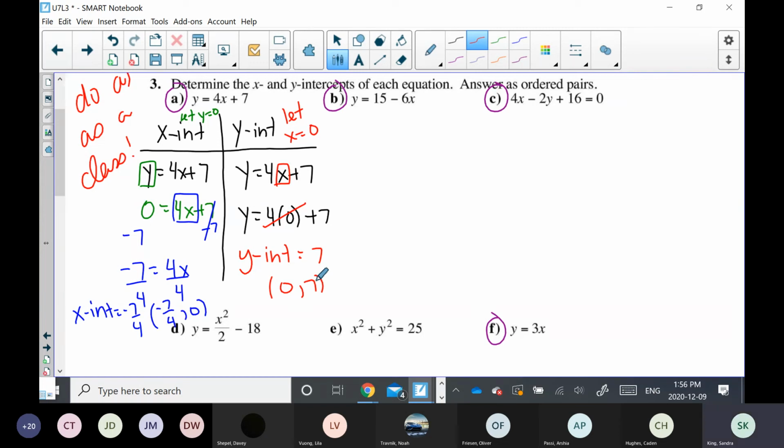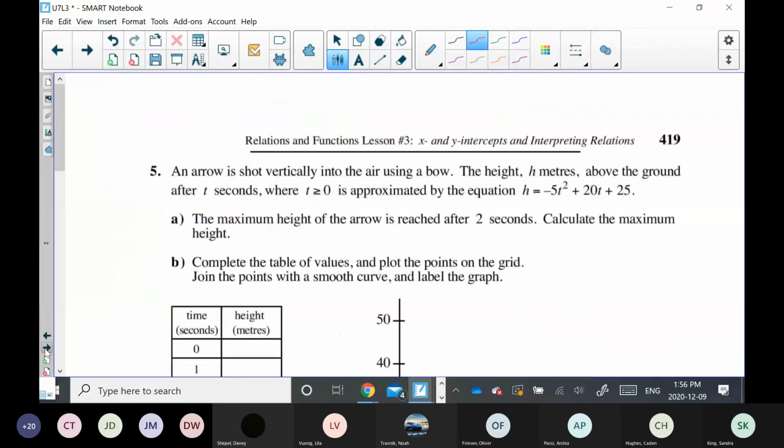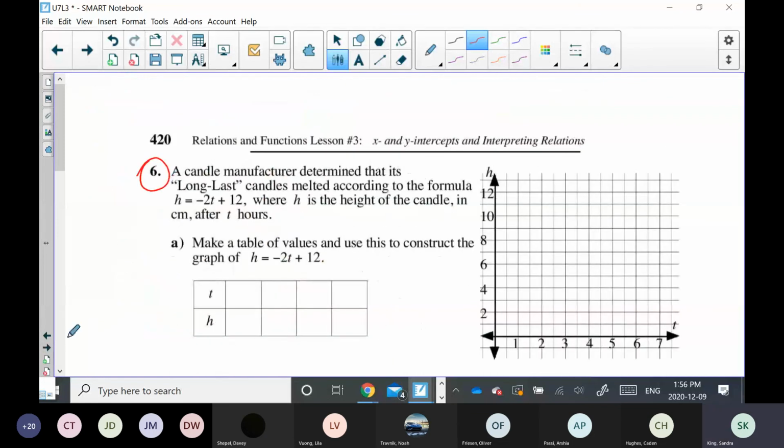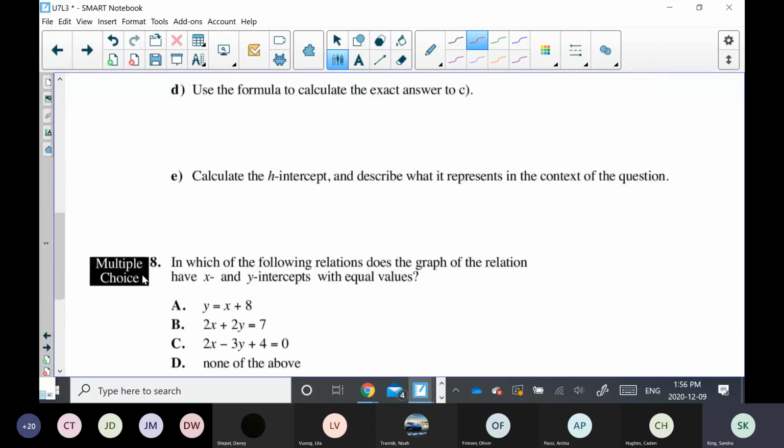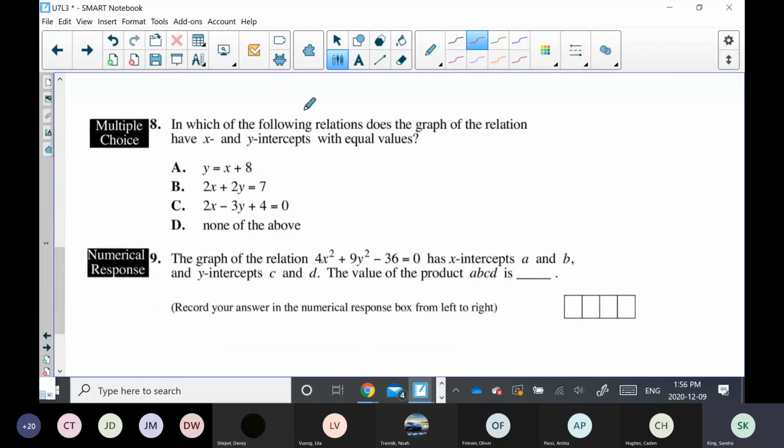Just seeing if there's any multiple choice that are good questions. Okay, the last one that you could do is question 8. We'll do these ones later when I want to do tomorrow's lesson first before we do those. Okay, question number 8 is your last one on X and Y intercepts.